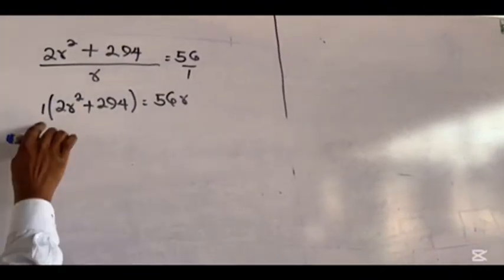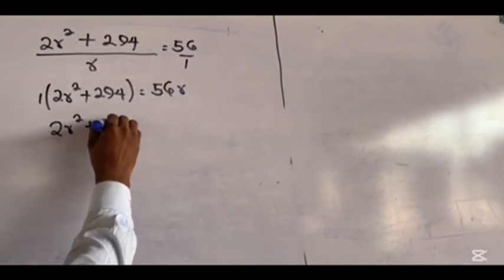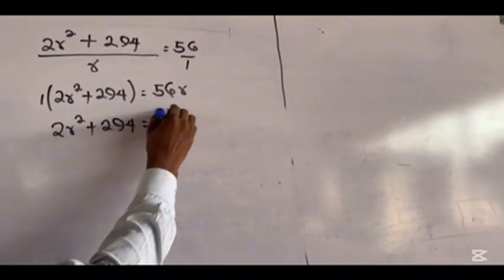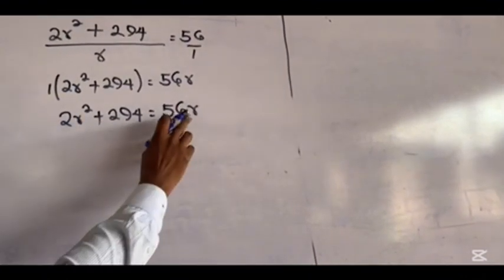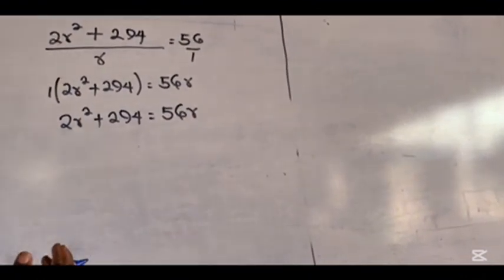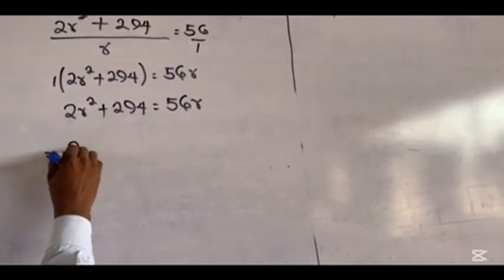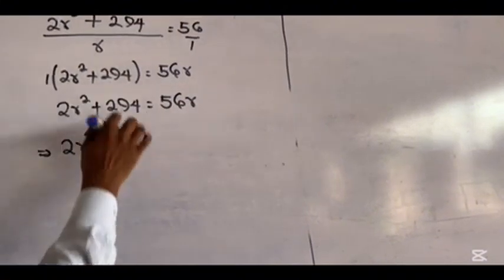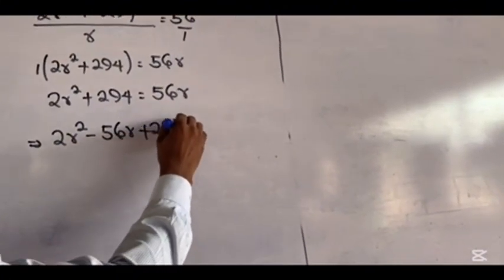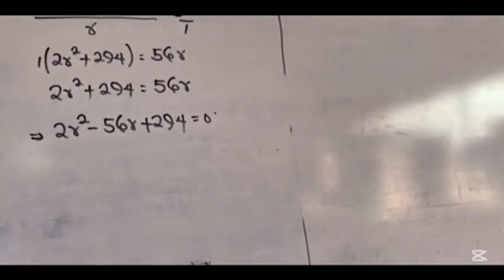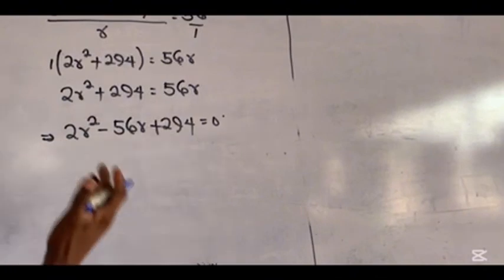So let's open the bracket. 1 times 2 r squared is 2 r squared. 1 times 294 is 294 equals 56 radius. If you look at the equation carefully, we have r squared and r. That means it's leading us to a particular equation called a quadratic equation. So I can rearrange this as 2 r squared, by bringing this in, minus 56 r plus 294 equals 0. This equation is now a quadratic equation, though it looks a little bit cumbersome.